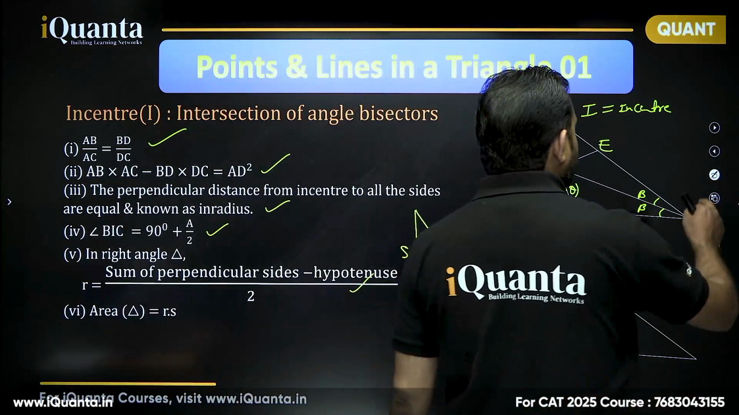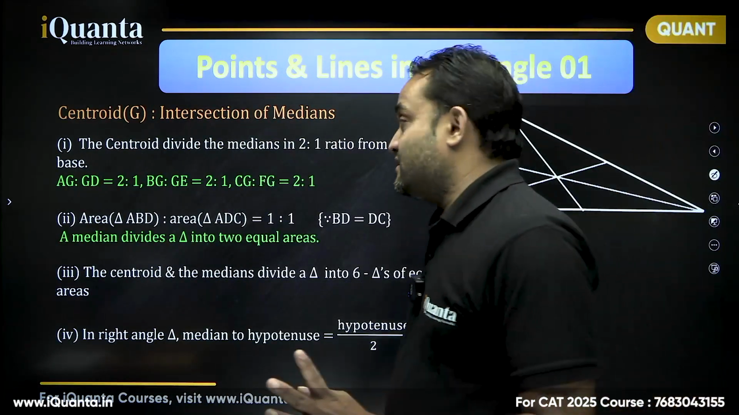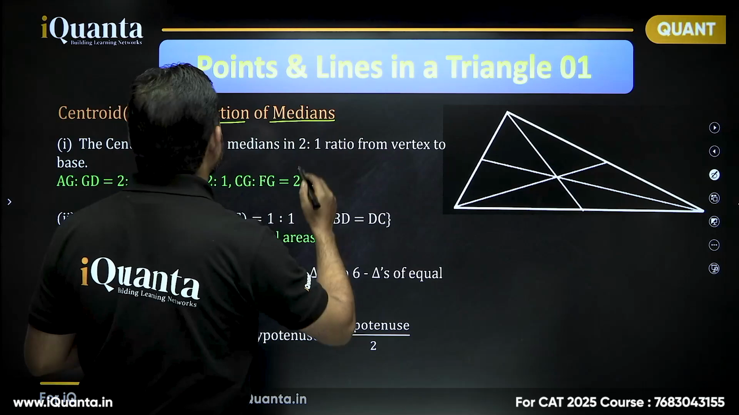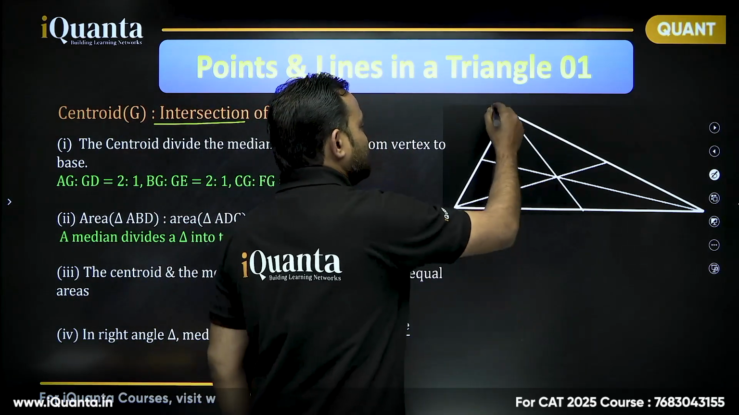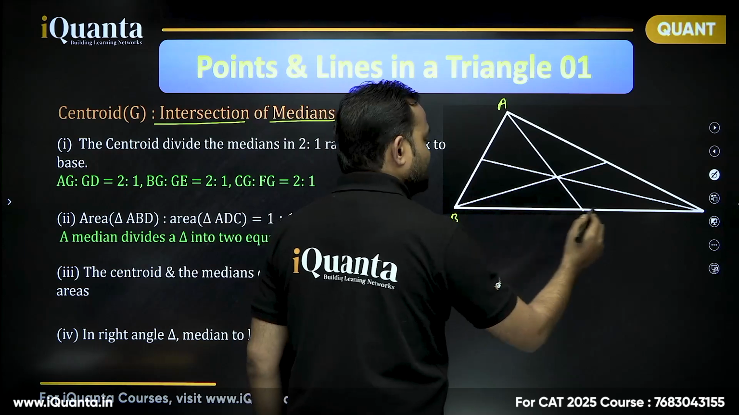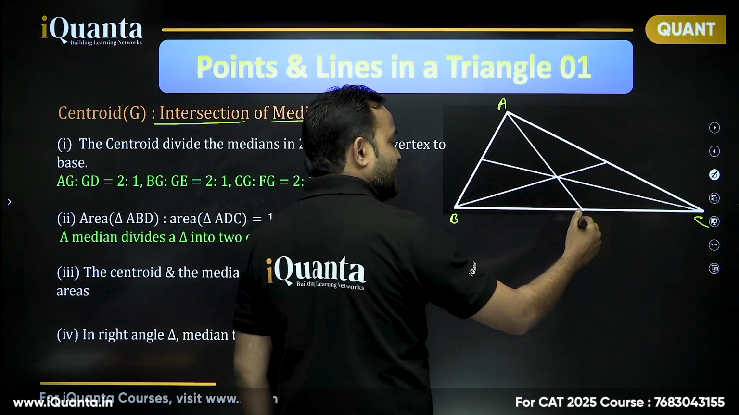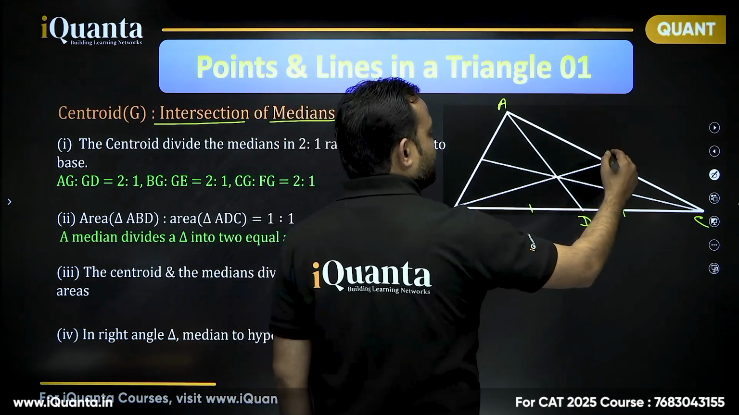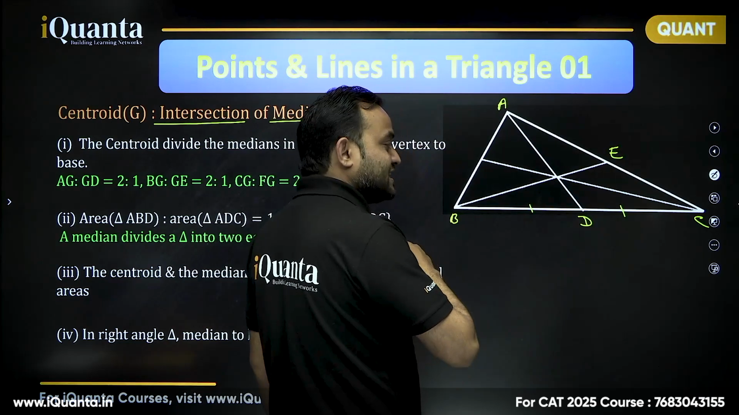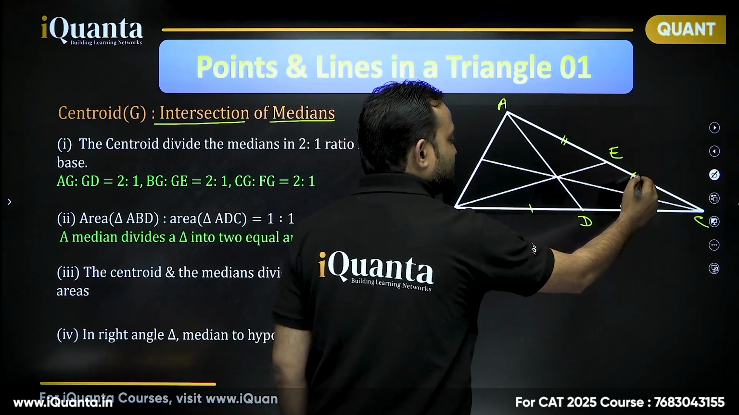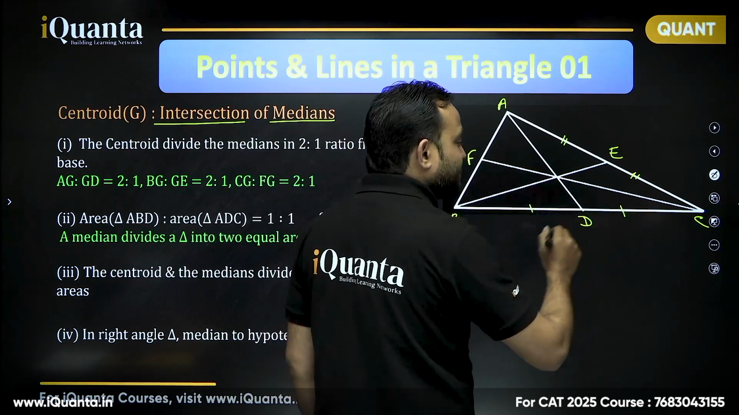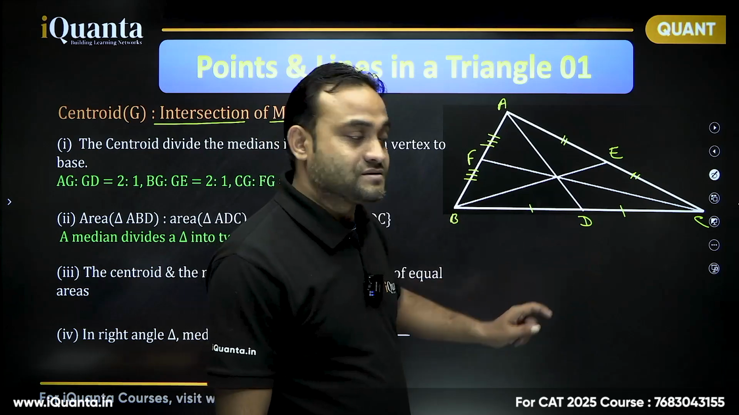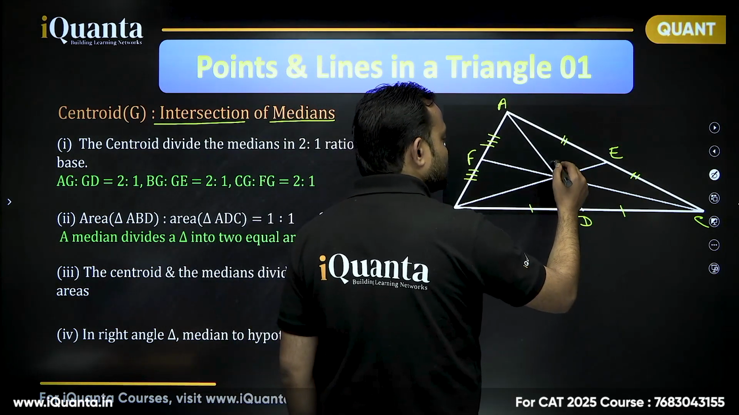Now let's go to the next slide, which is about centroid. Now what's a centroid? Centroid is nothing but intersection of medians, and we denote it by G. Let's say this is a triangle ABC. Then AD is a line segment which divides BC into two equal parts. BE is another line segment which divides AC into two equal parts, and CF is third median which divides AB into two equal parts. So we have three different medians, and the intersection of this point is known as G.